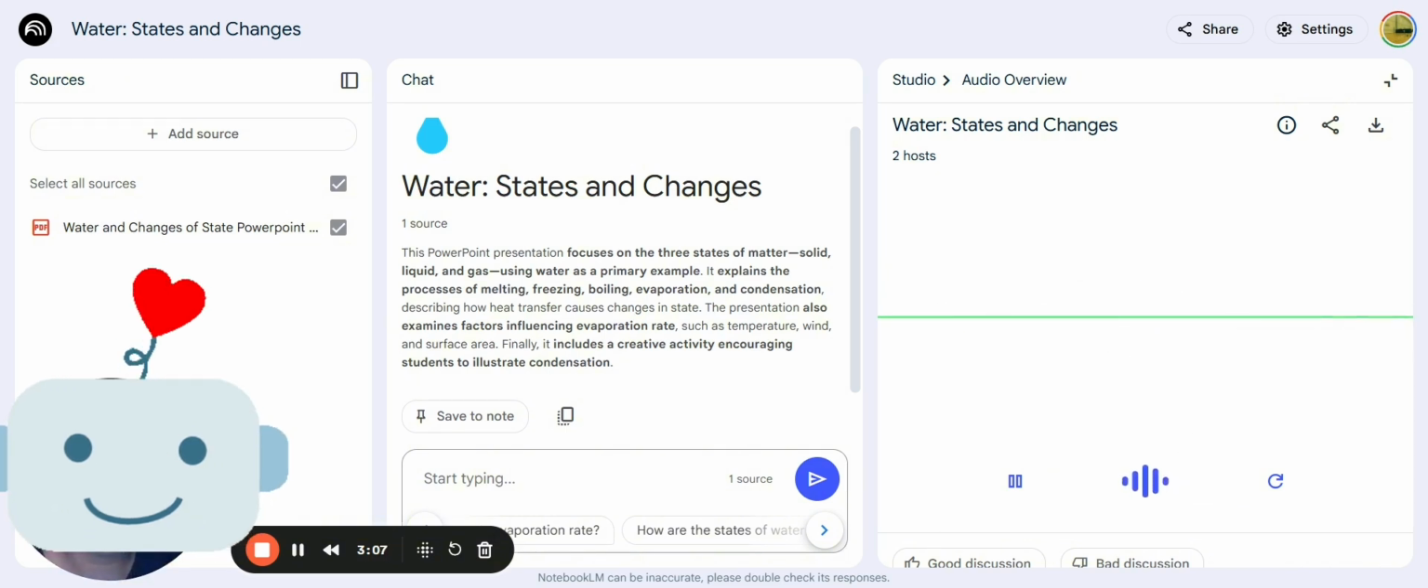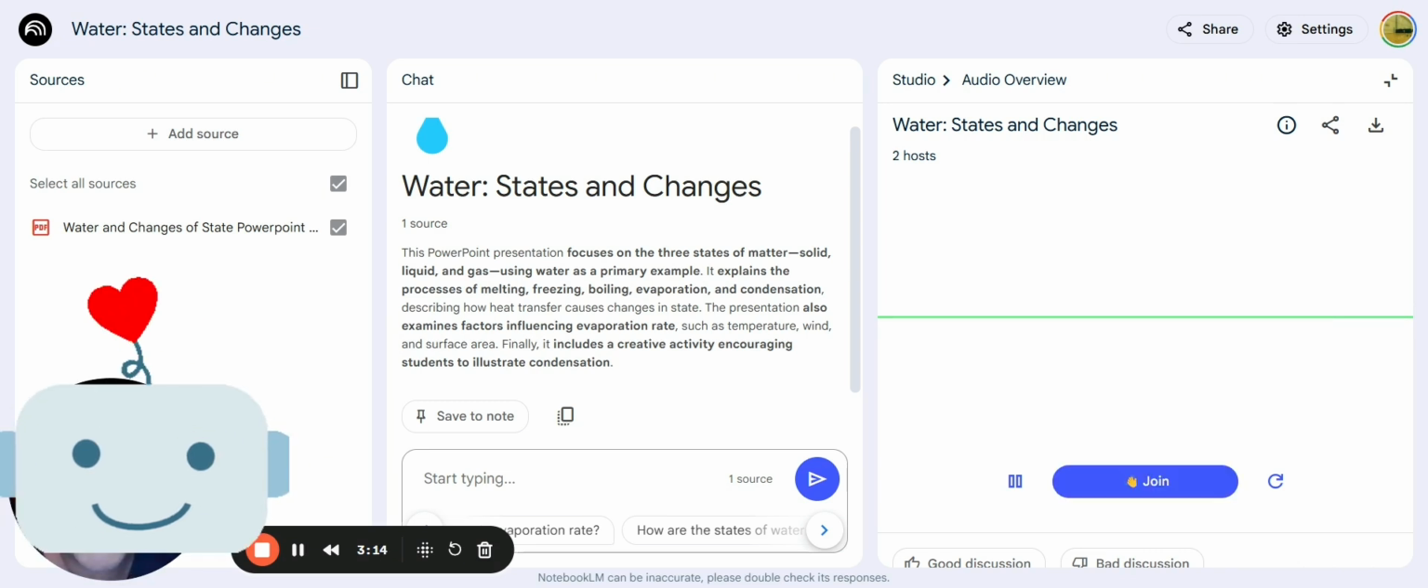Can you elaborate more on the temperatures where melting and freezing takes place?